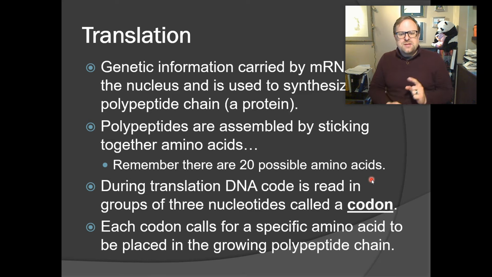During translation, the DNA is read in groups of 3. Not the DNA code, pardon me. The DNA code is in the messenger RNA. And so what happens is when it finds the ribosome, it starts to read that messenger RNA sequence in 3 nucleotide segments, what we call codons. Okay? And each codon codes for a specific amino acid to be placed on a growing polypeptide chain.